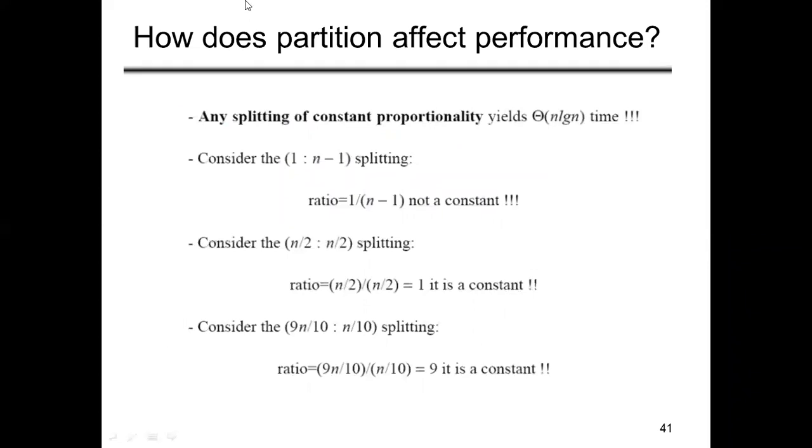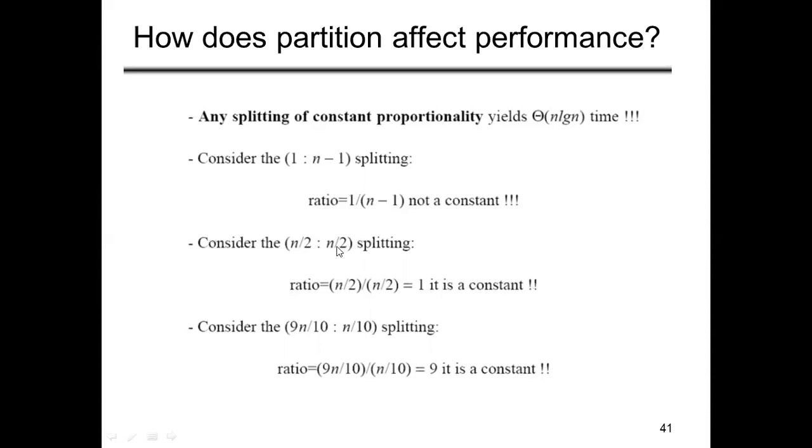So how does partition affect the performance of the algorithm? We are partitioning the given set of elements. Any splitting of constant proportionality yields theta of n log n time. Consider the 1 to n minus 1 splitting. The ratio is 1 by n minus 1, which is not a constant. Now consider n by 2 colon n by 2 splitting. Then the ratio is n by 2 divided by n by 2, which is one. It is a constant.